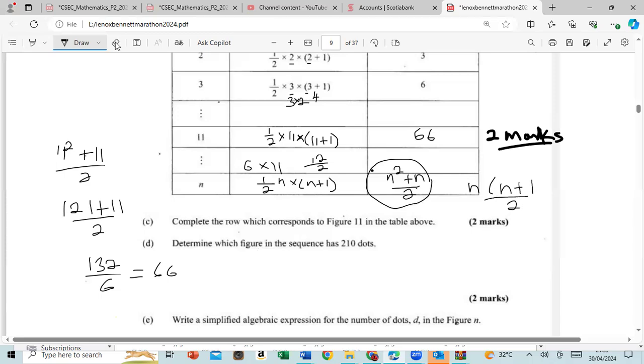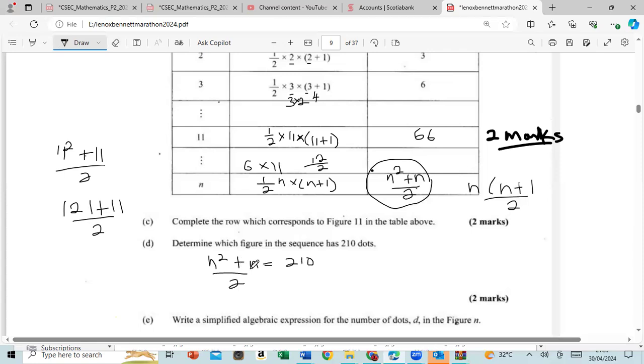Alright, they say now, determine which figure in the sequence has 210 dots. Wouldn't we just equate it to 210, guys? Because that's how we got the 66. And the same approach we're supposed to be taking. Let me see if we can figure it out. So I'm using this formula here, n squared. So I'm going to say n squared plus n over 2, and that must give me what was the figure again? 210, yeah.